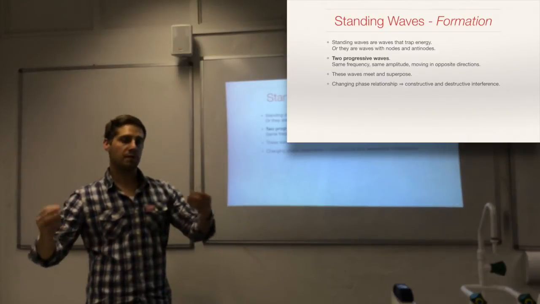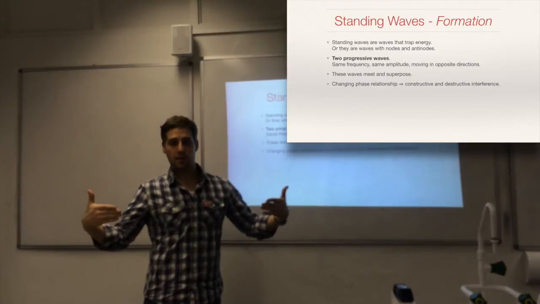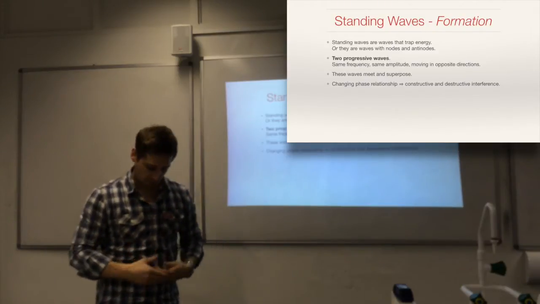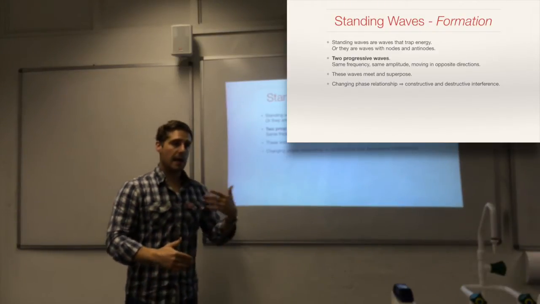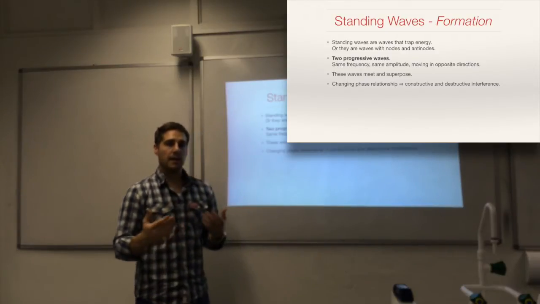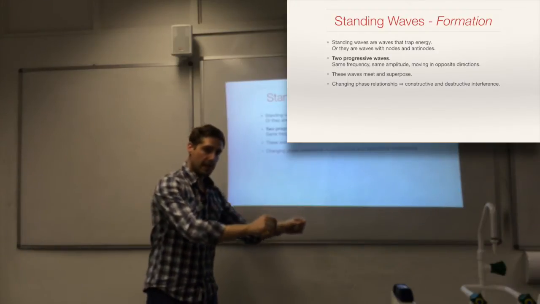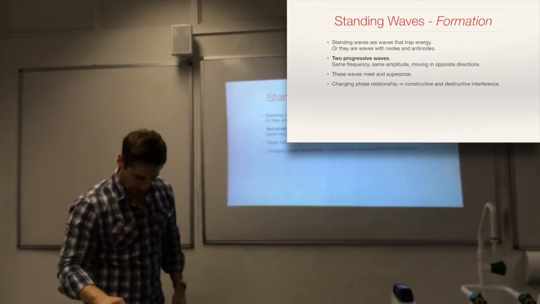So if the progressive waves had a speed of 300 meters per second, then the relative speed between them is actually 600 meters per second. And the point of that is to say that the waves will go from being in phase to being in anti-phase twice as fast.